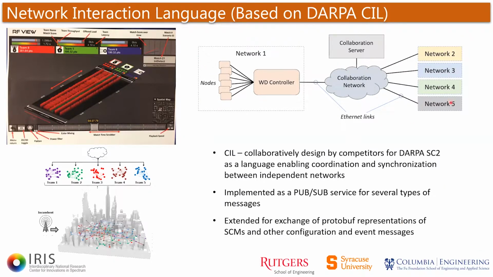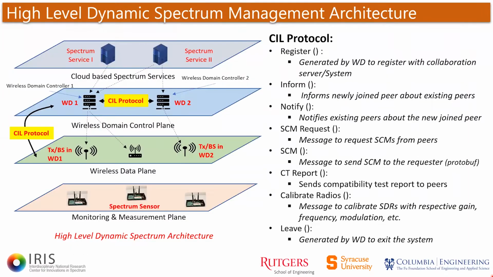The figure shows the scheme of the language. Each network uses a designated node, the wireless domain controller, to interact with other networks. The interaction is controlled by the collaboration server and runs over Ethernet links. Our network interaction language supports several types of messages.